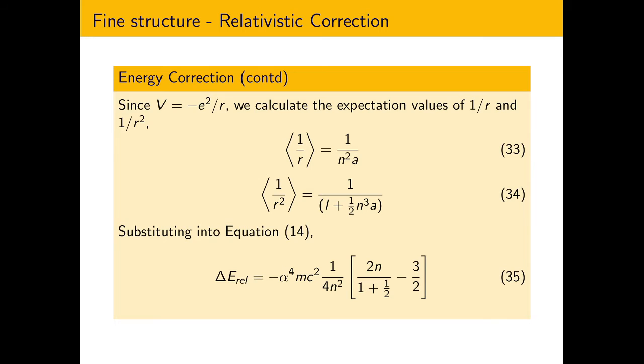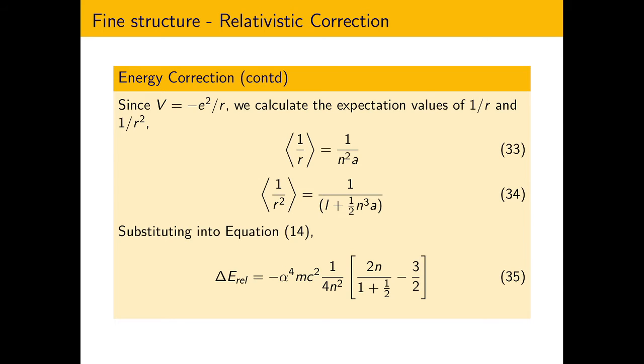So we see here that since V equals negative e squared by r, because it's the potential for the electron, we can calculate the expectation values of 1 by r and 1 by r squared. This is another result that we get in quantum mechanics. I'm not going to expand on that, but all we need to know is that the expectation value of 1 by r is 1 by n squared a, and 1 by r squared is equal to 1 by (l plus 1 by 2) n cubed a squared.